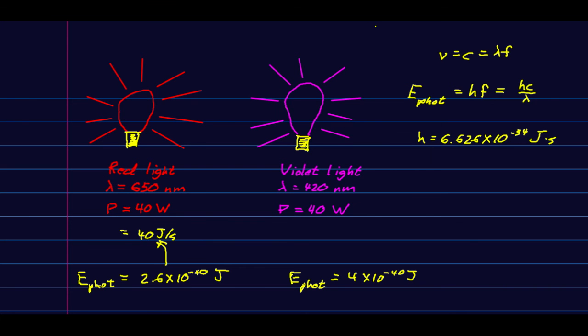I'm just going to quickly finish up by comparing two light bulbs. So let's say a red light and a violet light with the same power, 40 watts. Remember that means 40 joules per second. So every second each of these bulbs is outputting 40 joules. Well, we can use that to figure out how many photons they each emit, because we know how to calculate the energy of each photon, although I've given it in terms of wavelength, but we can just use the relationship between frequency and wavelength and rewrite our energy of a photon.